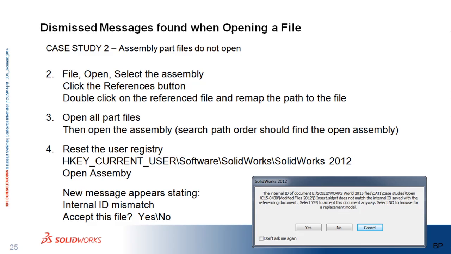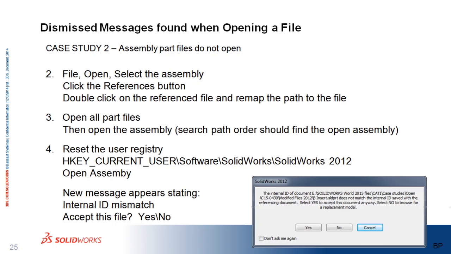So then we went through and said, well, let's open all the part files. All right, that loads them all into the RAM, and then open the assembly file. Go through the SOLIDWORKS search order. All right, first place we look for a file is going to be the RAM. All right, no luck there.